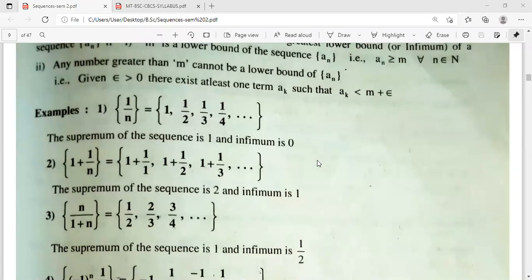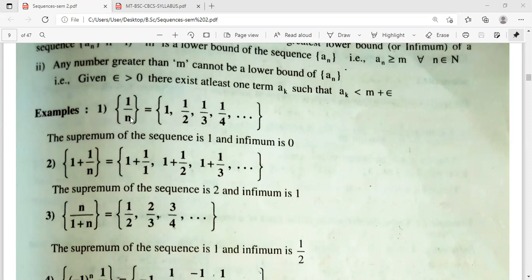Now we will see some examples. Example 1: the sequence an equal to 1 by n. That means an, the nth term, equals 1 by n, where small n belongs to the capital N, that is, the natural numbers. The natural numbers are 1, 2, 3, 4, and so on.